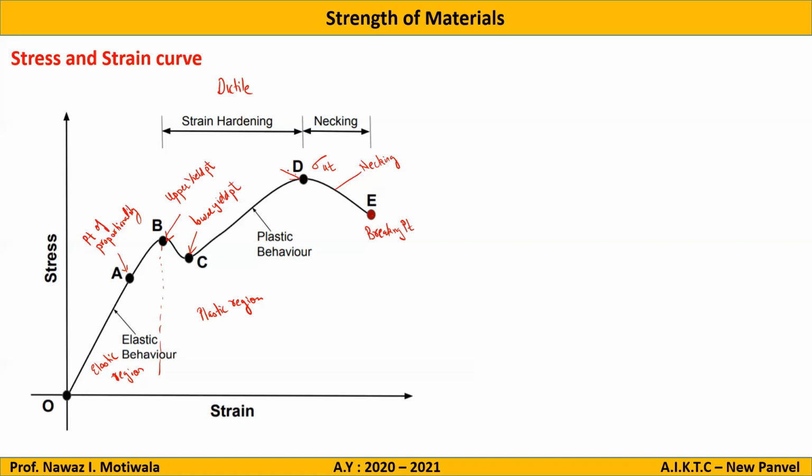D we have already seen. It is the ultimate stress point. So I will write here ultimate stress point. And finally, E is known as the breaking point. So this is nothing but the entire stress strain curve, wherein you can see in the region O to A stress is directly proportional to strain. Then the load goes on decreasing, and again it starts taking the load because of the strain hardening property. And at the ultimate stress, the necking of the specimen takes place, and it will come to failure, which is known as the breaking point. So this was all about the stress strain curve of the ductile material.